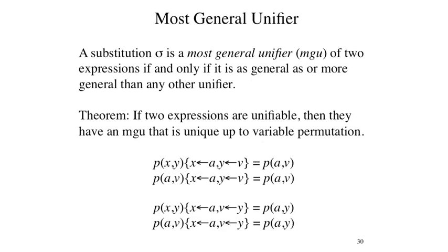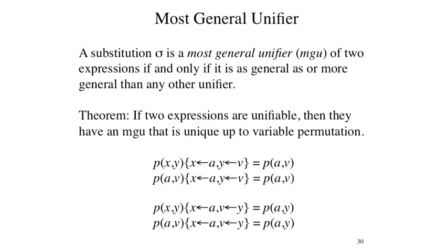Now, in resolution, we're interested only in unifiers with maximum generality. It's called a most general unifier, or MGU, and it's defined as follows. An MGU sigma of two expressions has the property that it is as general as or more general than any other unifier. Now, it's possible for two expressions to have more than one most general unifier. However, even though this is the case, all of the most general unifiers are structurally the same. In other words, they're unique up to variable renaming.